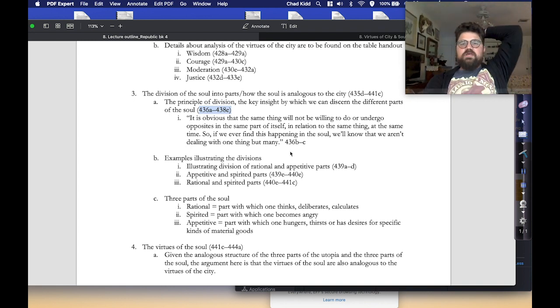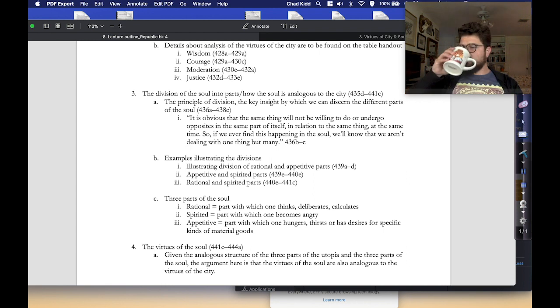Okay, so if you would, go ahead and read these passages, starting at 439a through d, where he gives the illustration of discerning the rational and appetitive parts, 439e through 440e, discerning the appetitive and spirited parts, and then 440e through 441c, discerning the rational and spirited parts. Okay, go ahead and pause and read those three and see how they're giving different illustrations for different things.